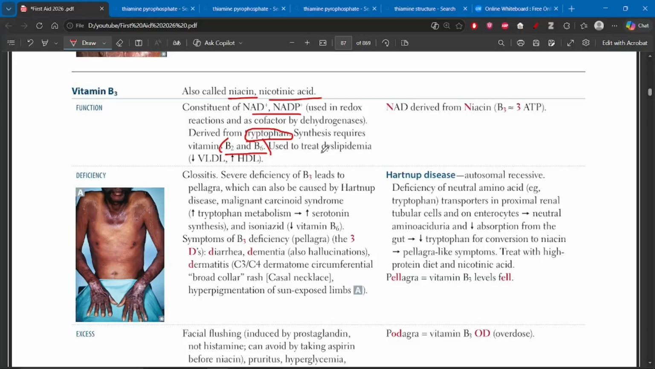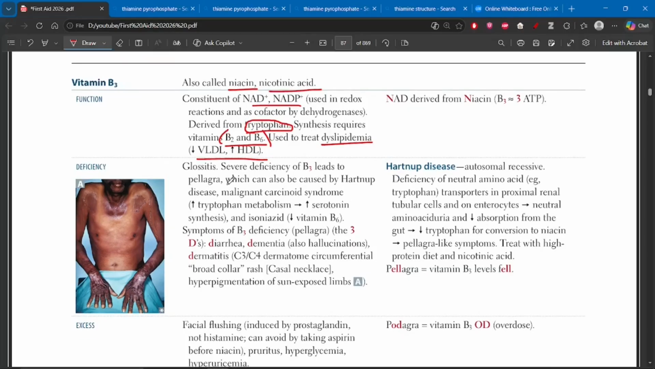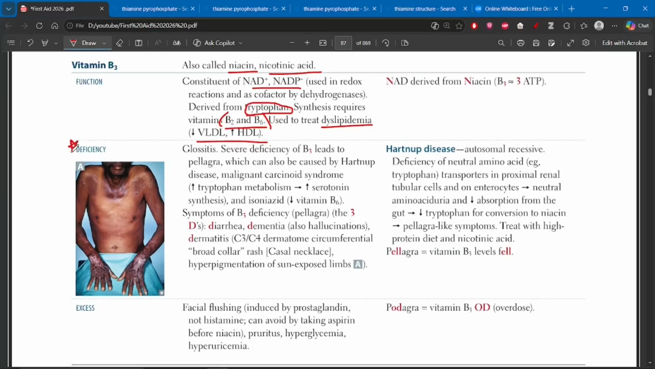So it is used to treat dyslipidemias. So it decreases VLDL and it increases HDL. So niacin is used to treat dyslipidemia. So these are important points, all of them. The deficiency, very important. Glossitis, and severe deficiency of B3 leads to pellagra, which contains a triad you might have studied in your med school as well: diarrhea, dementia, and dermatitis, and death. Right. So diarrhea, dementia, dermatitis, and death.